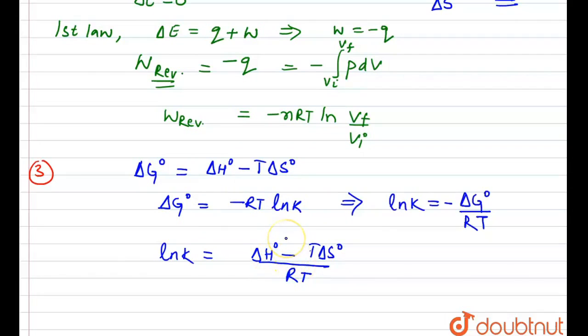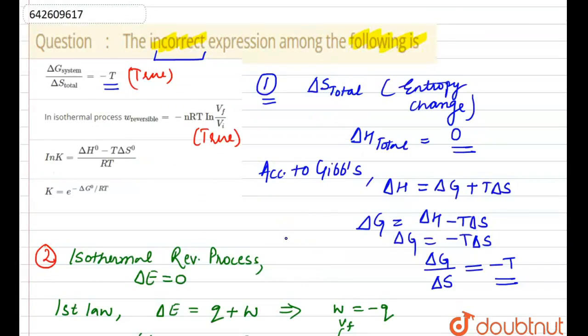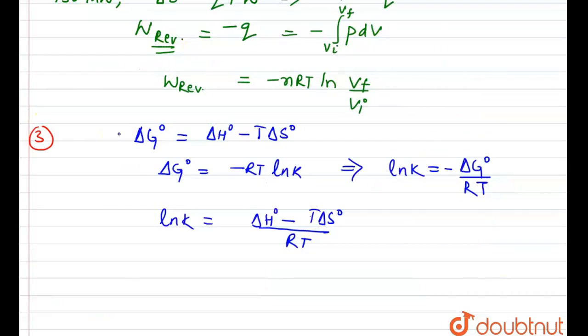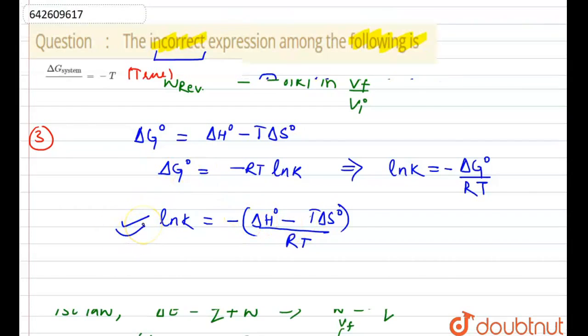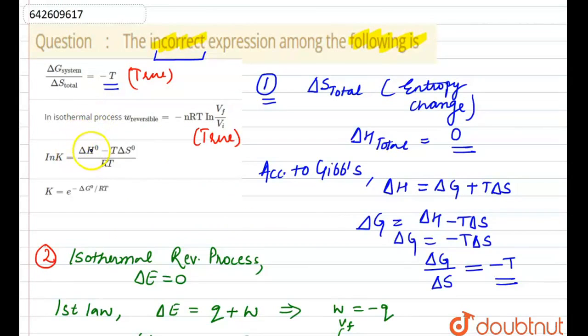If we look at the third statement, delta H naught minus T delta S naught, here we have this negative sign also. When it comes outside, it becomes positive. So this statement and the given statement are different, so this statement is false, and according to this question, this option is correct.